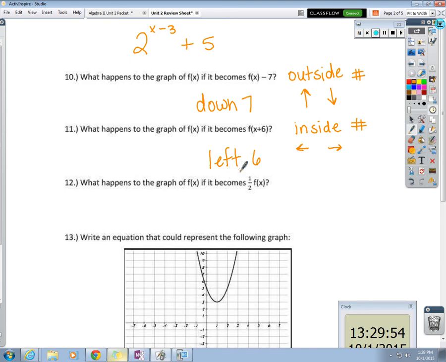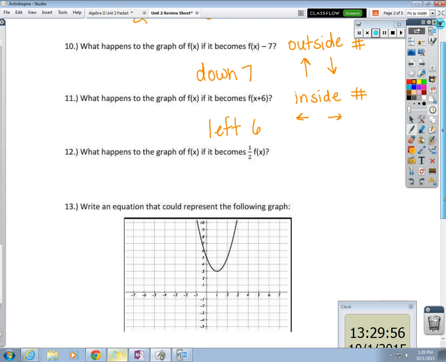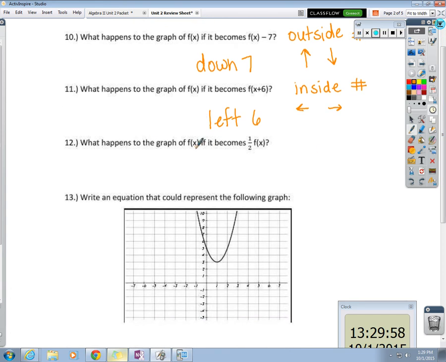Does that make sense? Okay, number 12. What happens to the graph of f of x if it becomes 1/2 f of x? It will shrink. Okay, another acceptable answer would be less steep.